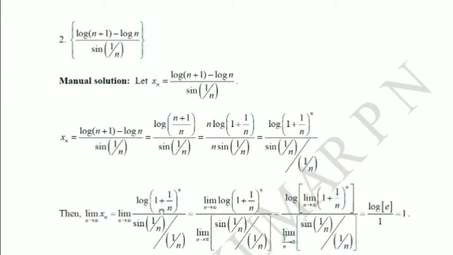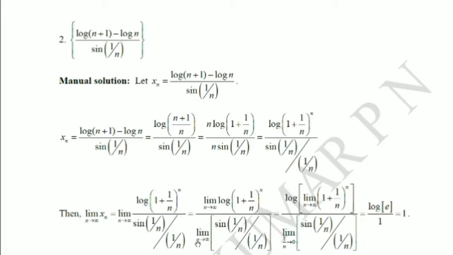But we know that by the properties of limits, we can apply the limit for the numerator separately and the denominator separately. So limit as n tends to infinity of log of this, divided by limit as n tends to infinity of this. And we know that because this is a continuous function, I can interchange log and limit. So I can write this as log of limit as n tends to infinity of 1 plus 1 by n whole to the power of n, and the limit of this.